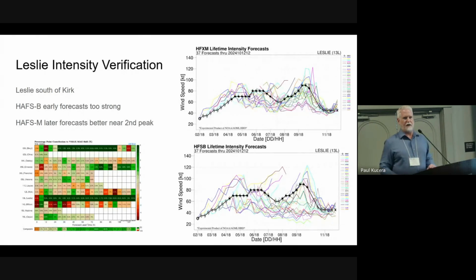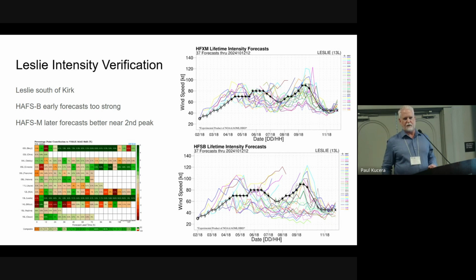So I pulled up the lifetime intensity forecasts from HAFS-M on the top, HAFS-B on the bottom. And what we see is the HAFS-M did a much better job at the initial times of not over-intensifying Leslie. At this point, we had Kirk as a very strong storm off to the north, so the outflow is probably being better resolved in HAFS-M by having that at the right intensity, by running at higher resolution. And later in the storm evolution, the HAFS-M again had intensities a little closer to the actual ones, particularly in the lower part of the envelopes there.